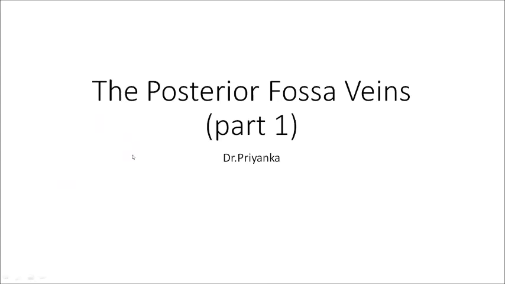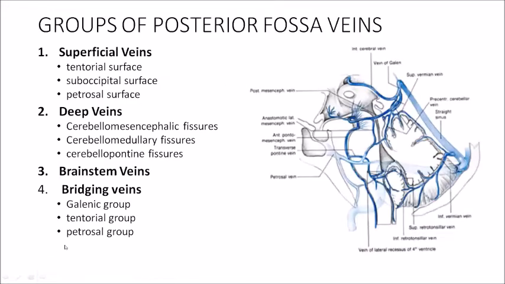In the previous sessions, we talked about arteries supplying the posterior fossa. Today, we'll be discussing veins supplying the posterior fossa. These veins are divided into four major groups, depending on the area they supply: superficial veins, deep veins, brainstem veins, and the bridging veins.